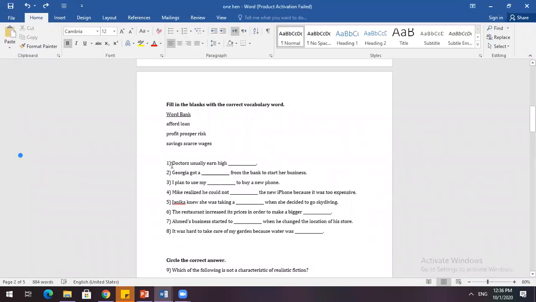All right, number 1, doctors usually earn high wages. Wages. Georgia got a blank from the bank to start her business. Loan. She got a loan. Excellent. She got a loan just like Kojo. Just like Kojo got a loan to start his farm, right? She got a loan from the bank to start her business.